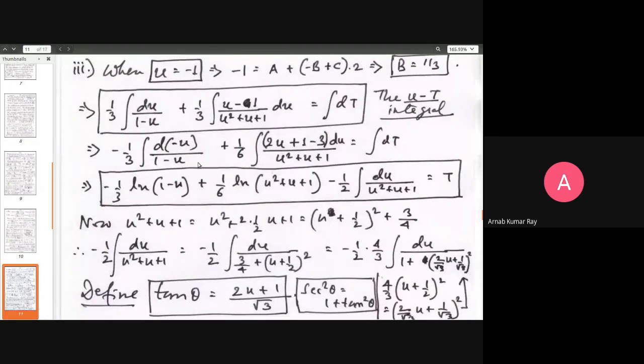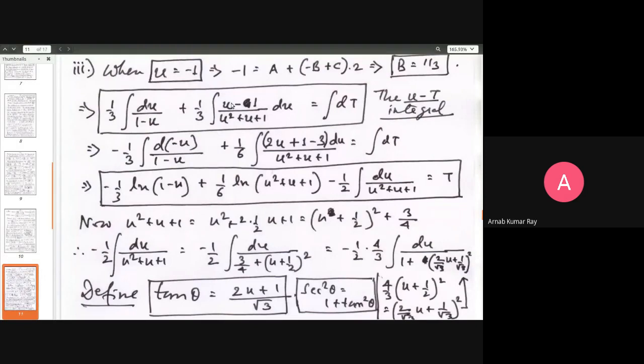Let's see now what we can do. This is just school level integral calculus. Variable substitution and all that. So there is minus u over here and there's u over here. So I want to do the integration over the variable minus u. So I put a minus u here and a minus sign outside. So minus 1/3 d over this variable minus u. So the integral will be log of 1 minus u. Fine.